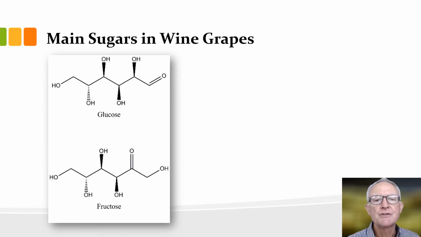Here are the main sugars in grapes: glucose and fructose. It's normally about 50-50 glucose and fructose when the grapes are harvested. We'll talk about yeast consumption of sugars. Glucose gets consumed first. So at the end of fermentation, it's primarily fructose that remains.